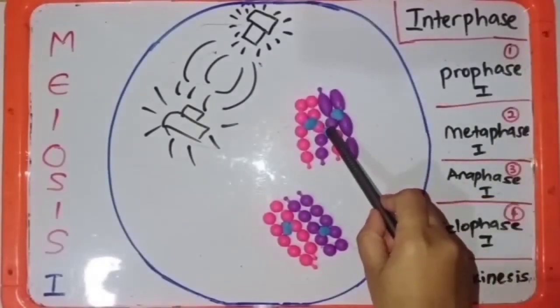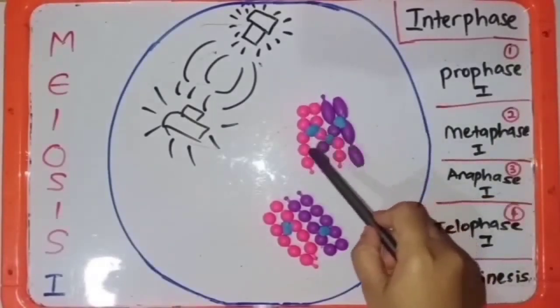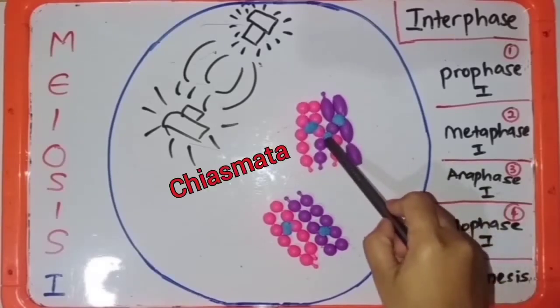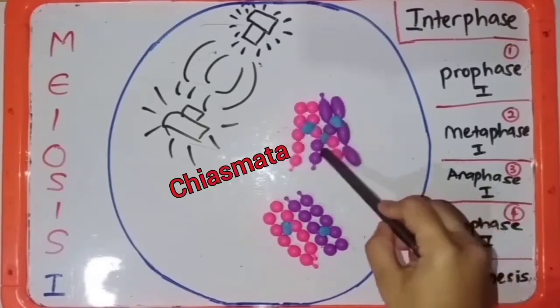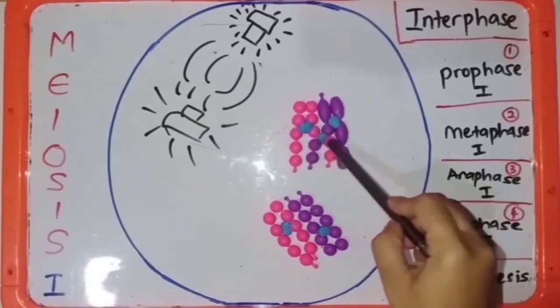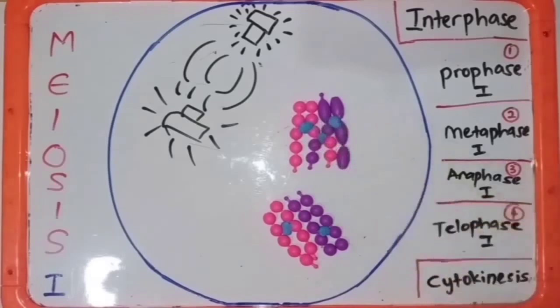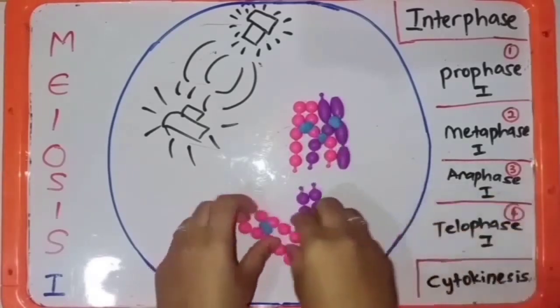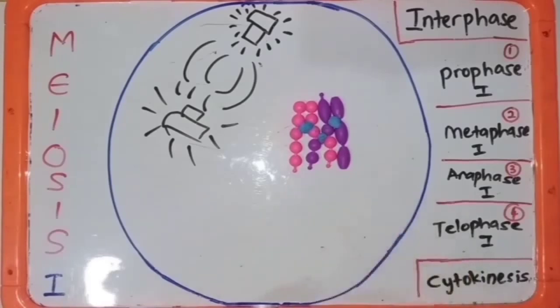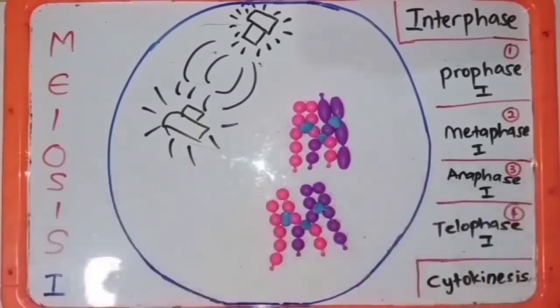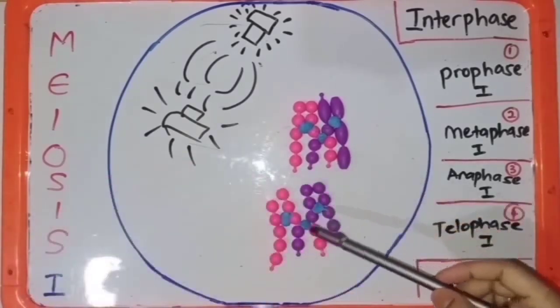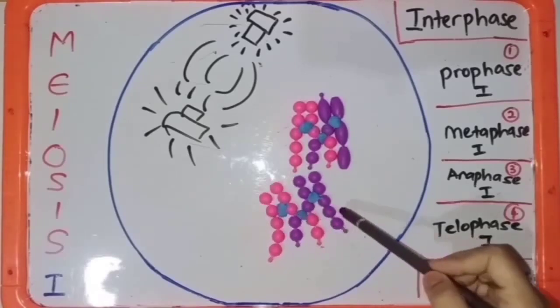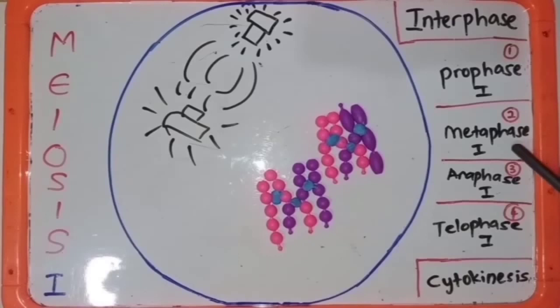The point at which the non-sister chromatids exchange their DNA is known as the chiasmata. So the chiasmata is the point where the non-sister chromatids exchange their DNA segments. Another pair of homologous chromosomes also undergoes crossing over. Prophase 1 is followed by metaphase 1.